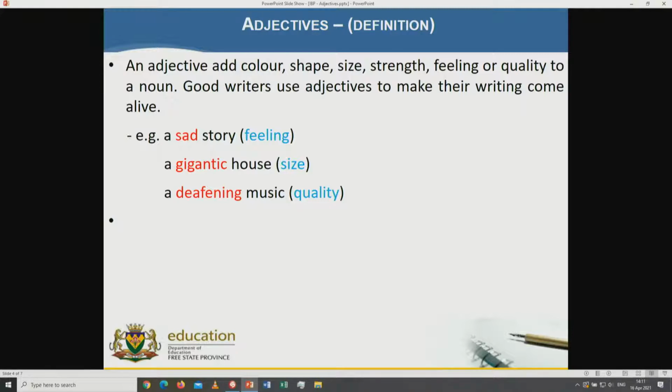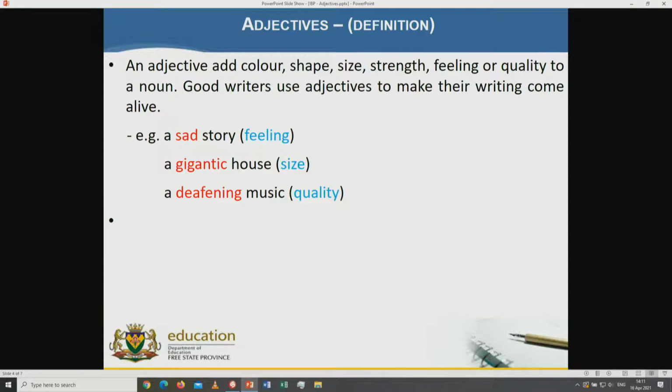Sometimes we become so interested in reading and writing because good writers make their writing come alive. They make it interesting for us so that now we want to read more about what they have written, because of the language that they use when they write their stories or whatever text they want us to read. Now, let's look at these examples.